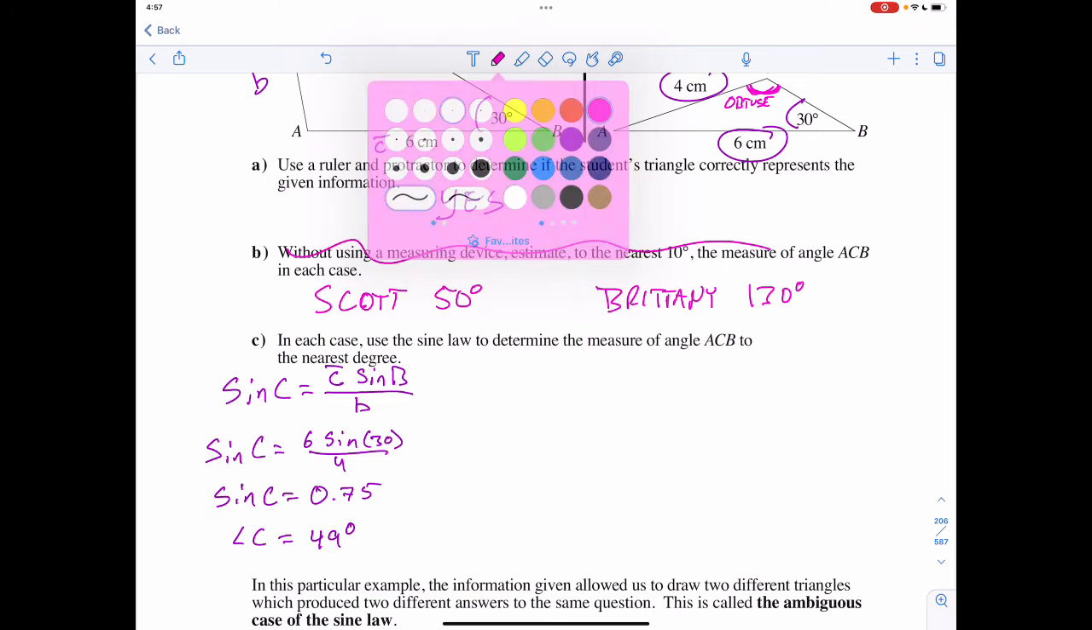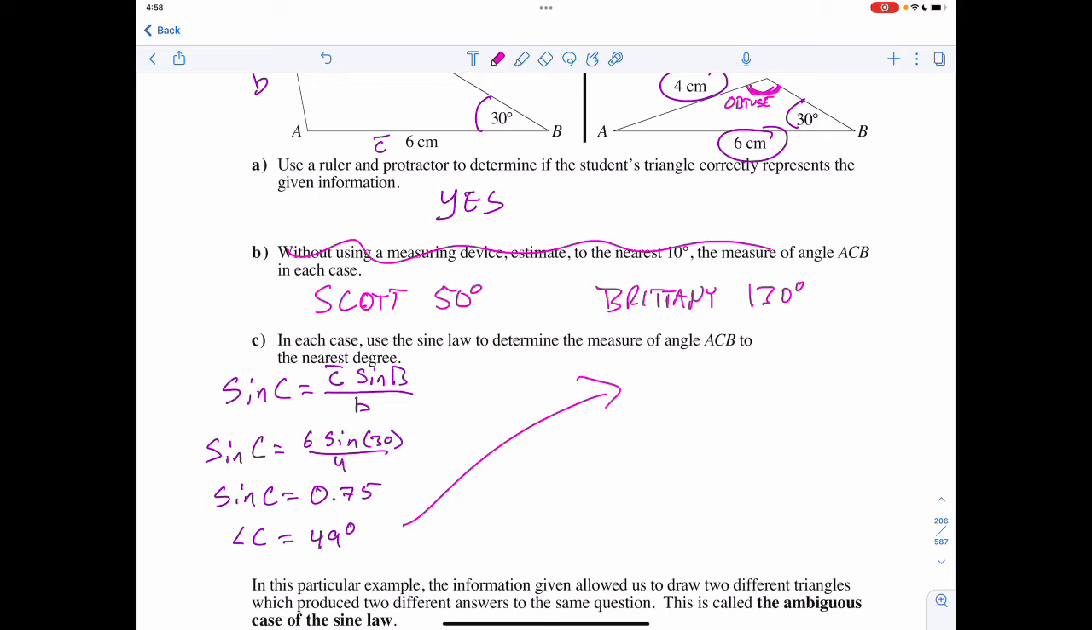Brittany started the exact same way. But then when she got to here, she thought that C was obtuse. So 49 degrees was actually the reference angle. And she said that angle C was 180 minus 49, or 131 degrees. Both of their answers are correct. There's not enough information to tell us which is the correct one, so both of them actually work.